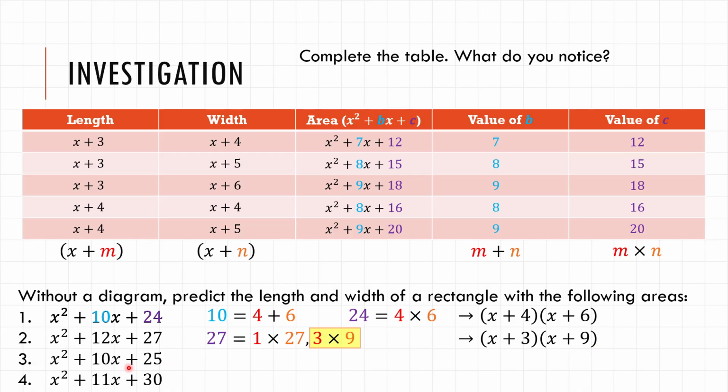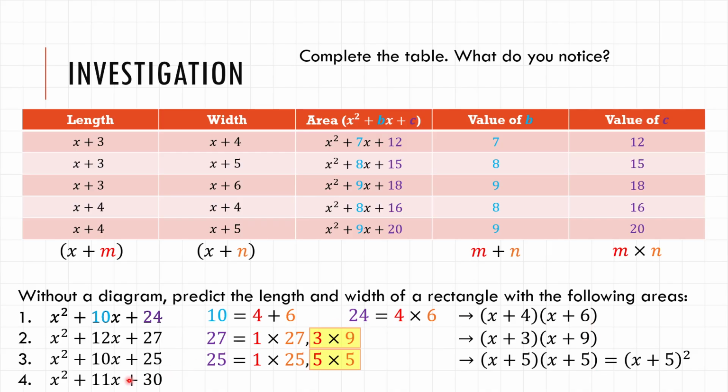For x squared plus 10x plus 25, the factors of 25 are 1 times 25, and only 5 times 5. And so 5 and 5 definitely make 10. 1 and 25 make 26, so not that. So this will just be x plus 5 times x plus 5. Or another way to write this actually might be x plus 5 squared.